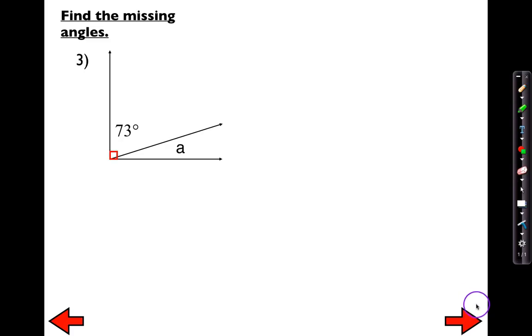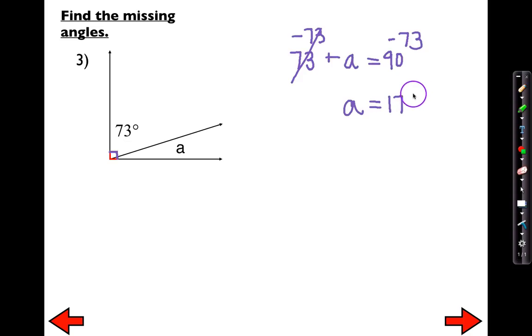Okay, so at this point, I'd like you to pause the video and try number 3 by yourself. Okay, so let's see how well we did. Hopefully you recognize that these angles are complementary, which means they're going to add up to 90 degrees. So you're going to go ahead and add the 70-degree angle along with the A angle. Solve by doing the inverse operation, which is to subtract 73 from both sides, which will leave you with A equals 17 degrees. And that is going to be the final answer. So hopefully you got that one right.